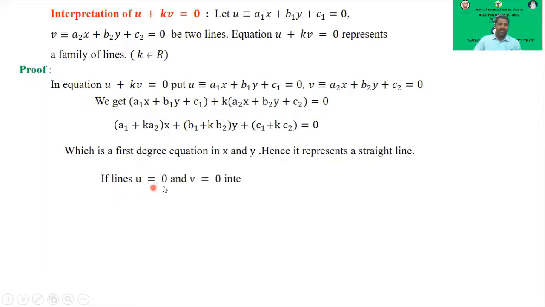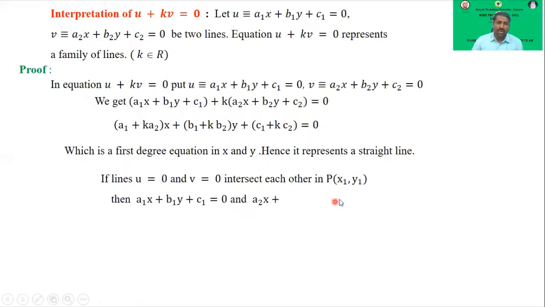Suppose the lines u is equal to 0 and v is equal to 0 intersect each other in P(x1, y1), then the coordinates of this point must satisfy both the equations. So here a1x1 plus b1y1 plus c1 is equal to 0 and a2x1 plus b2y1 plus c2 is equal to 0.